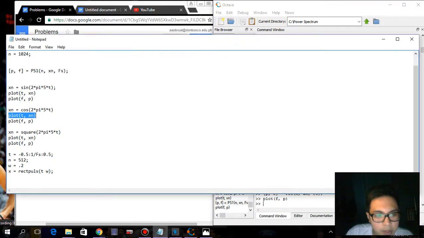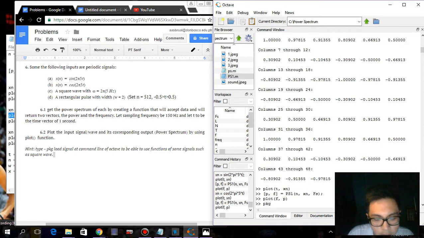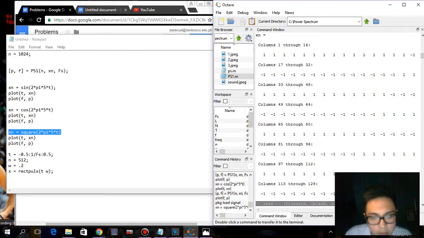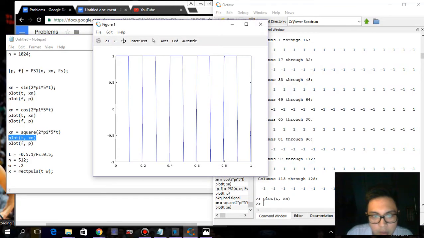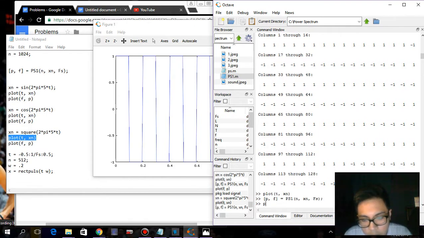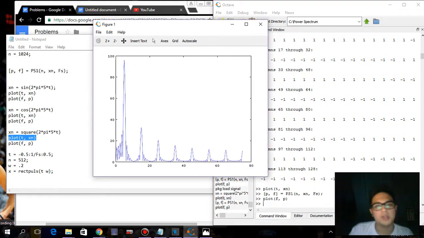And for the square, we got a hint there to load the signal. PKG stands for package, for us to use the square. Okay, we plot the input signal first. There's the square, and we are able to use the function and plot. There's the power spectrum of the square.